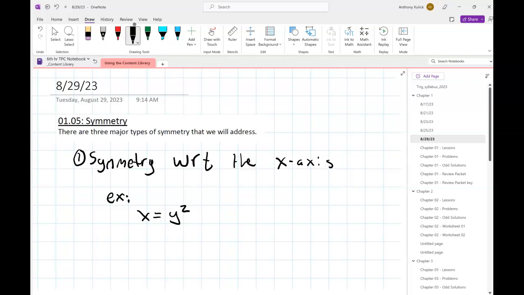So let's look at the function x is equal to y squared. Well, I shouldn't say function. The equation x is equal to y squared. This is an example of an equation that has symmetry with respect to the x-axis. Now, looking at this, it's not very meaningful to us, right? It's tough to even look at an equation and tell this symmetry that might be going on just by looking at it.